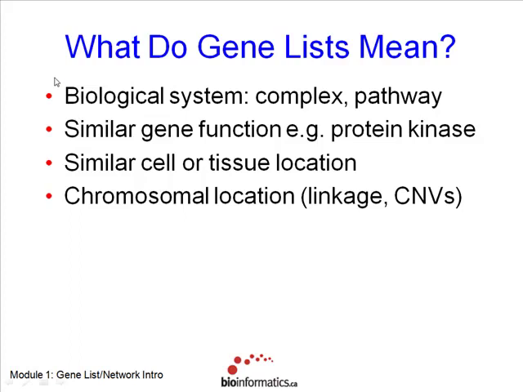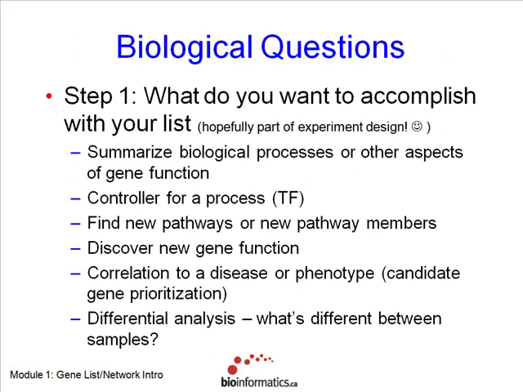But you might also find genes in your list that are just linked because they have the same function. Maybe many genes in your list are protein kinases, and so that's not really related to one particular process. Or a similar cell or tissue location, or as I mentioned for genetic association studies, chromosomal location. Maybe there's a whole linkage group that you're trying to study and see how it's related to other genes in your system.